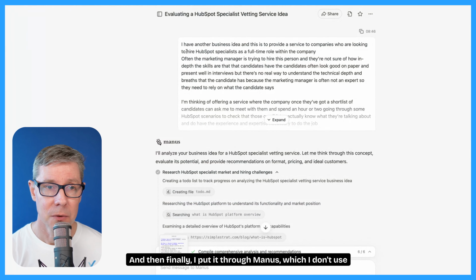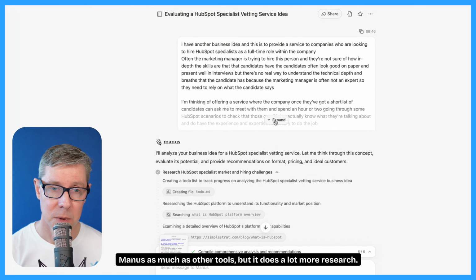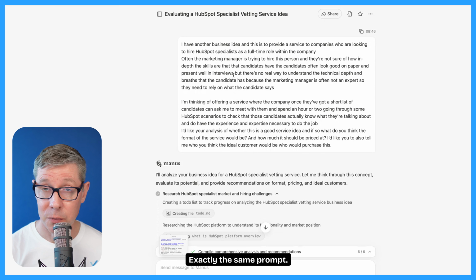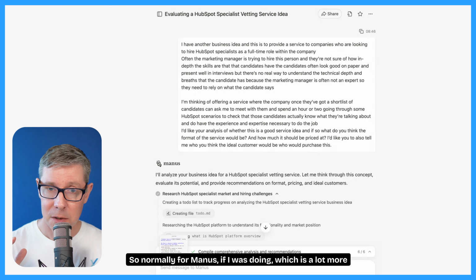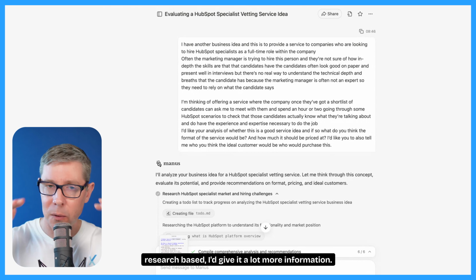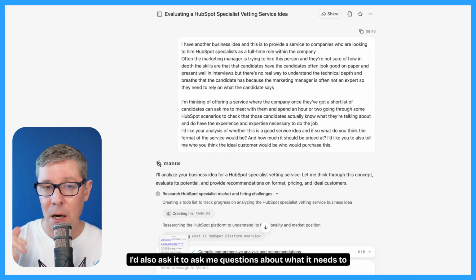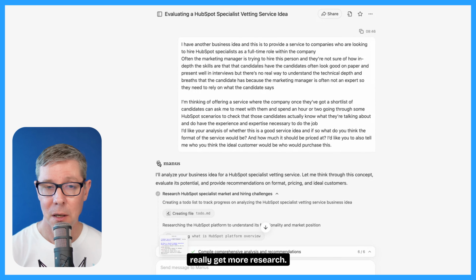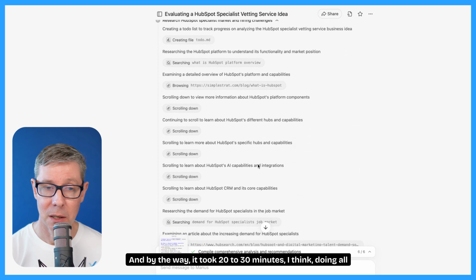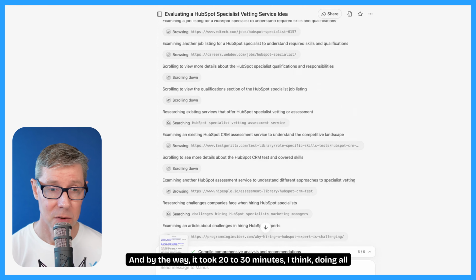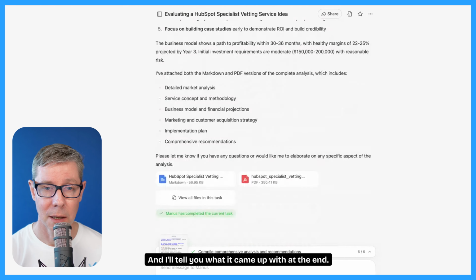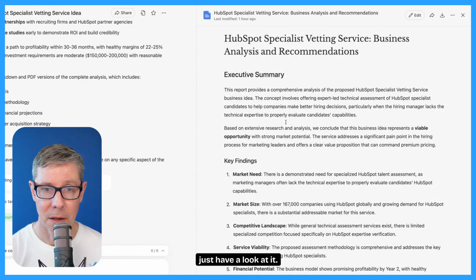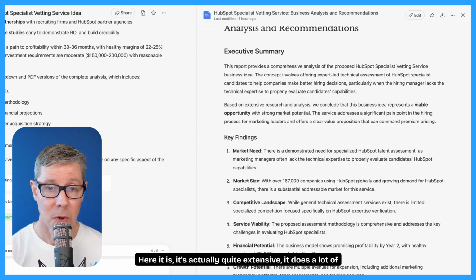And then finally, I put it through Manus, which I don't use as much as other tools, but it does a lot more research. Exactly the same prompt. Again, I wanted the same prompt for all of them. Normally for Manus, I'd give it a lot more information. I'd also ask it to ask me questions about what it needs to get more research, because it goes off. And by the way, it took 20 to 30 minutes, I think, doing all its research. I'll tell you what it came up with at the end, a PDF. Here it is. It's actually quite extensive.